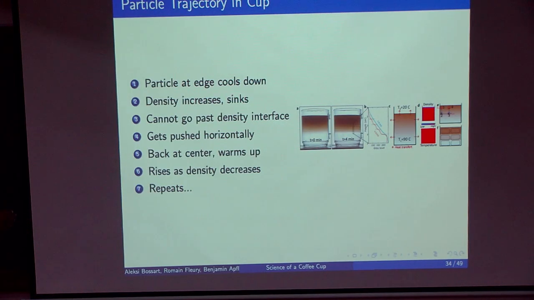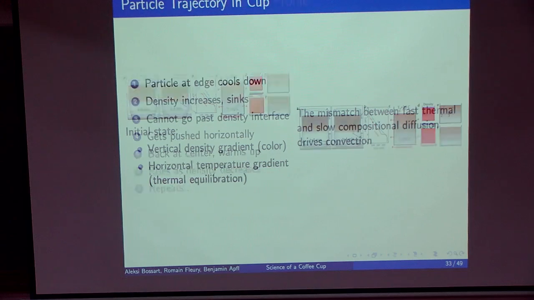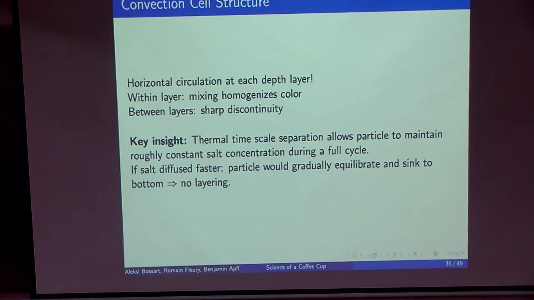Now, back at the center it warms up, rises as density decreases, and repeats, creating these kinds of convection currents. And as the salt diffusion starts occurring, these convection currents start getting contained within themselves, leading to this kind of stratification. Within a layer, mixing homogenizes color. Between layers, there is a sharp discontinuity.